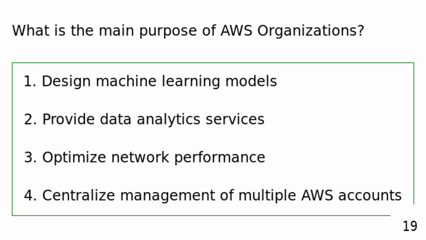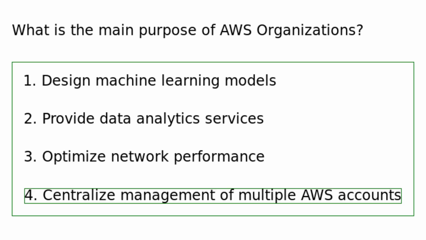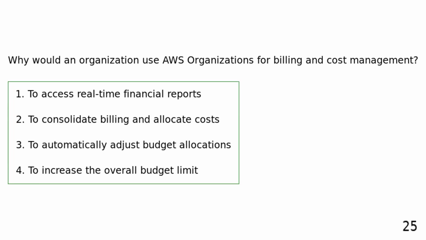Design machine learning models. Provide data analytics services. Optimize network performance. Centralize management of multiple AWS accounts. AWS Organizations is designed to centralize management of multiple AWS accounts, enabling easy control over policies, compliance, and security. Why would an organization use AWS Organizations for billing and cost management?